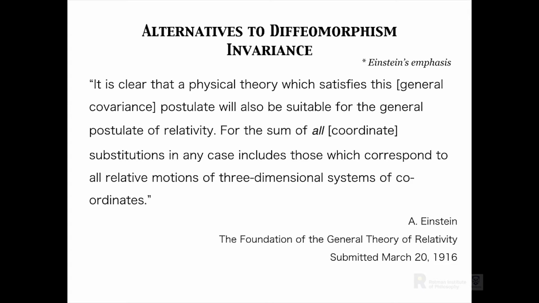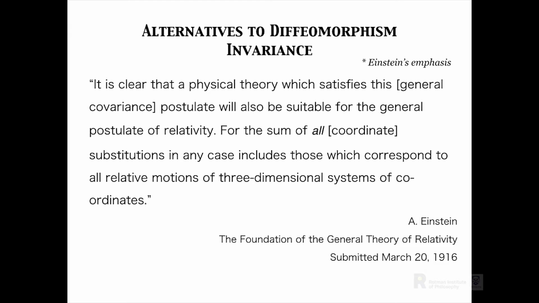Okay. Now, as John Norton can attest, and he can talk to you about it, the road to general covariance was bumpy, and Einstein backtracked a lot of times trying to figure out what should be the underlying symmetry group. And I think this quote, since I started reading literature on the history of physics, I keep coming across over and over again. The key part of this quote is that he says that the sum of all coordinate substitutions in any case includes those which correspond to all relative motions of three-dimensional systems of coordinates. So he's concerned with frames and observers, and they're represented in his language with coordinates. So all he cares about is that the coordinate transformations include all the possible observers that he's concerned with.